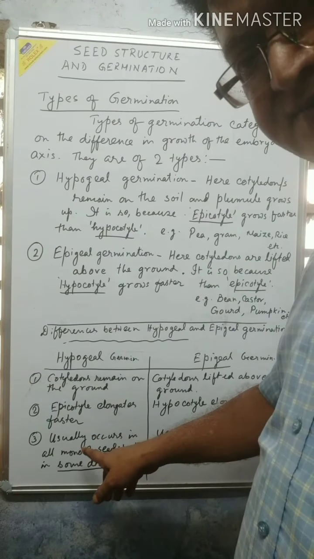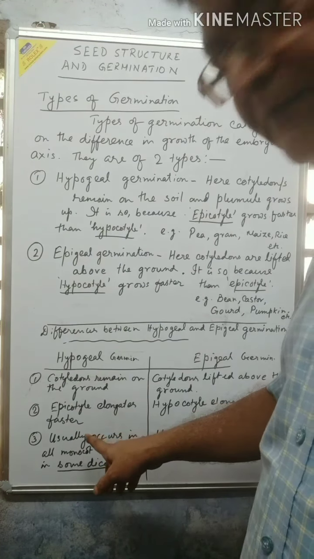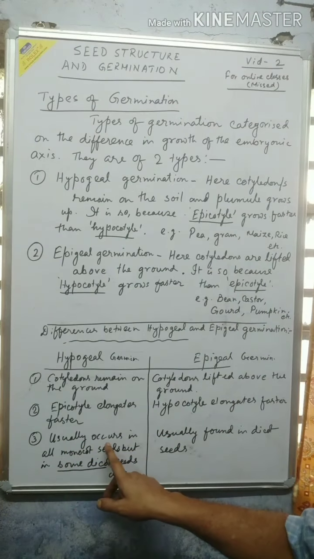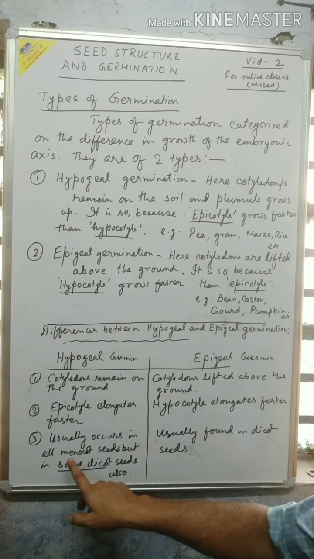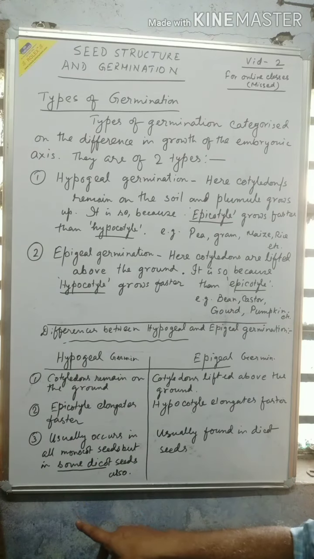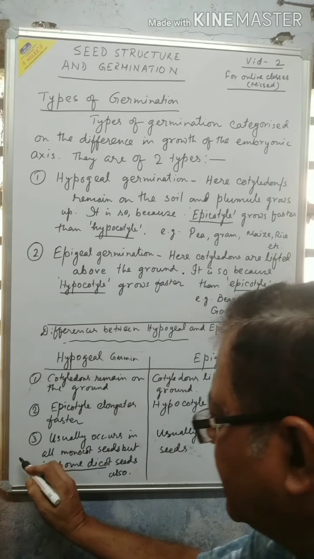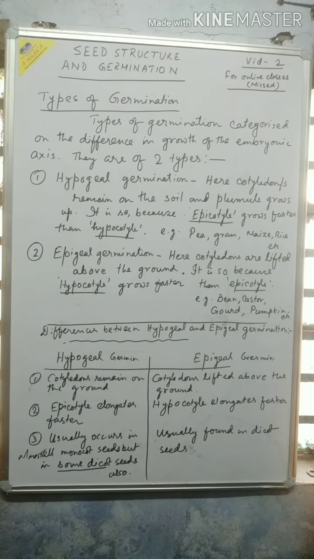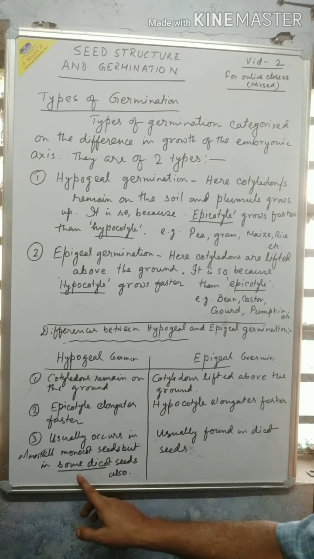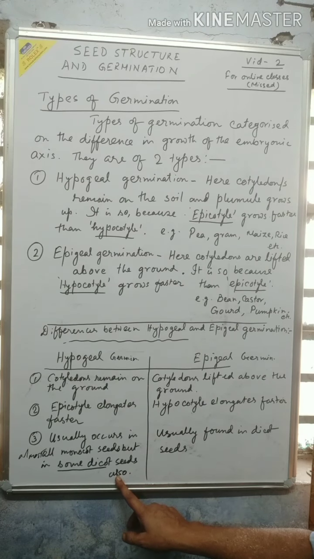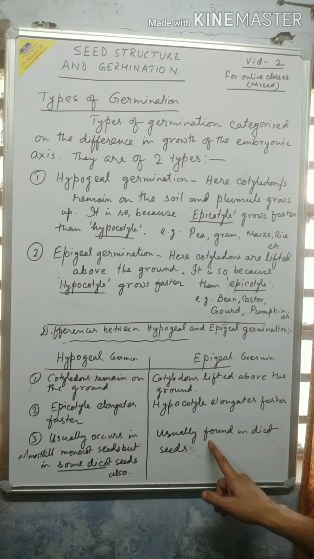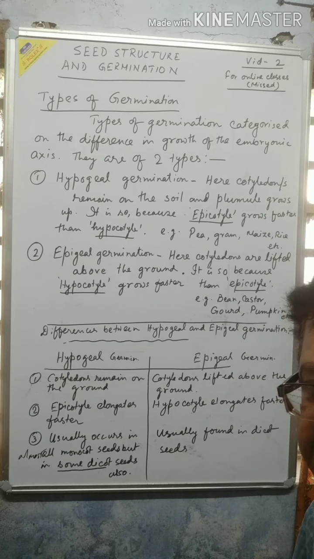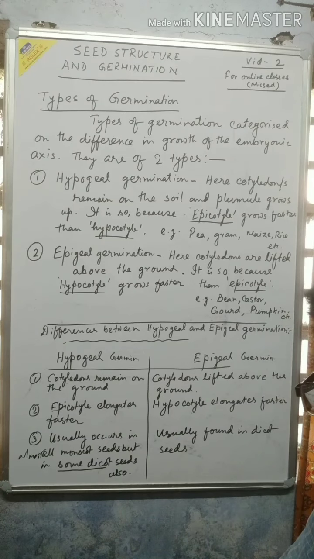A third difference is also given in your book, but it is slightly faulty. I changed that one. The third point is that hypogeal germination usually occurs in almost all monocot seeds, but in some dicot seeds also. And epigeal germination is usually found in dicot seeds. So these are the differences between epigeal and hypogeal germination.